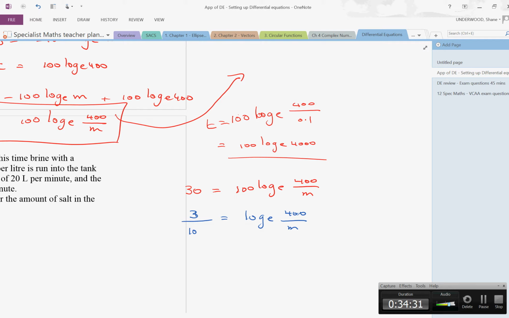Good. So this is what we're doing. A lot of students don't even realise this. They've got to take the exponential. I'm taking the exponential of that side, and the exponential of that side. I was surprised how many kids don't realise that by doing that, this e to the log e actually cancels out. And I'm left with e to the power of 3 over 10 is equal to 400 over m, which therefore implies that m is equal to 400 over e to the 3 over 10, whatever that is.